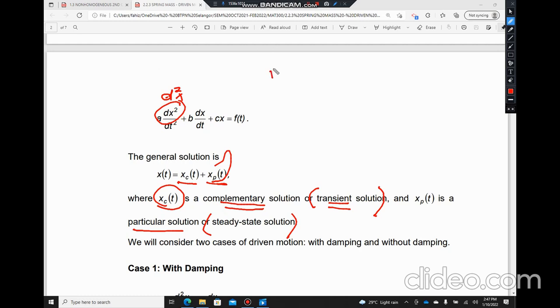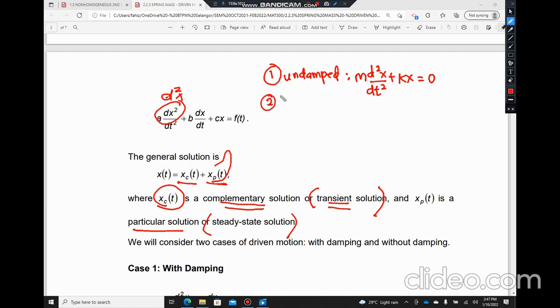Okay, first, mula-mula kita ada undamped motion. Undamped ni bentuk dia just macam ni: m d square x dt square plus kx equals to 0. So yang ni untuk yang first tu, first part tu yang kita belajar untuk undamped motion.